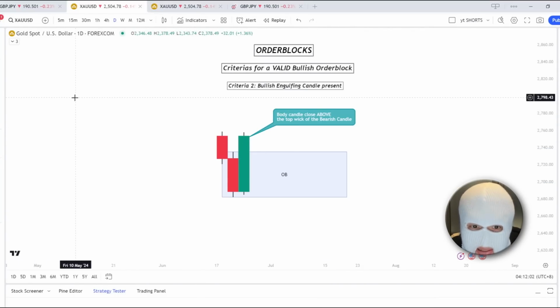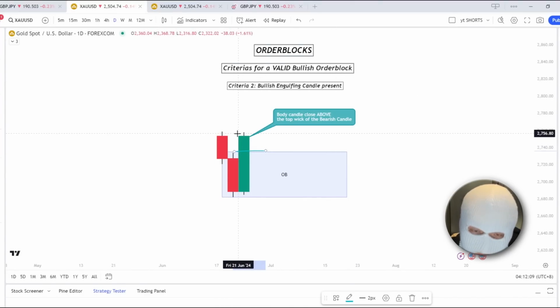Criteria 2. The candles following the potential order block need to break the high of the bearish candle with a bullish engulfing candle. A bullish engulfing candle is a candlestick pattern that is bigger than the bearish candle that was created prior. It is important to note that the body candle close of the bullish candle must be above the high of the bearish candle as seen over here. This indicates that the buyers are stronger than the sellers in the market, giving us confirmation that there is enough bullish volume for price to continue pushing higher.